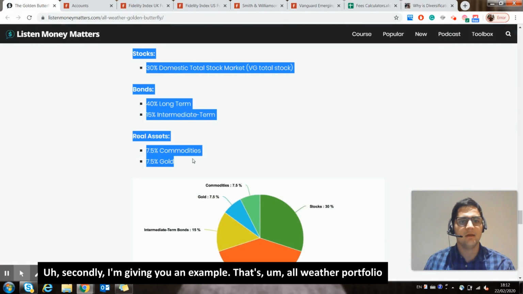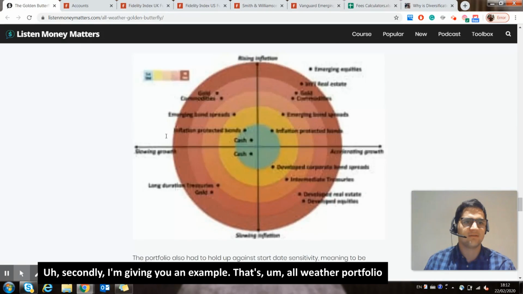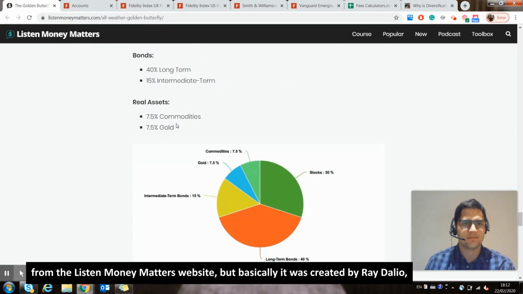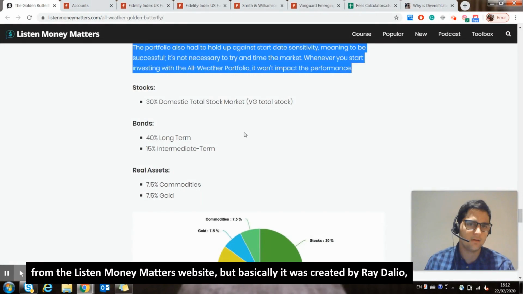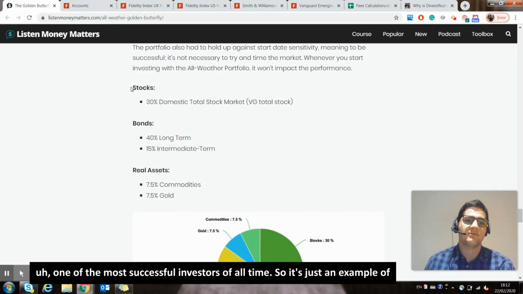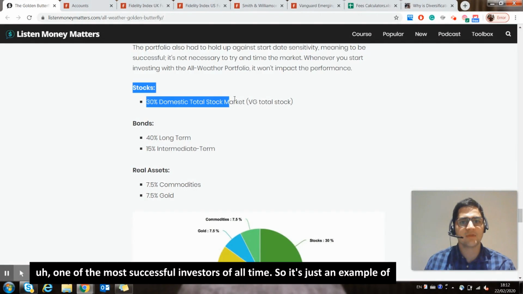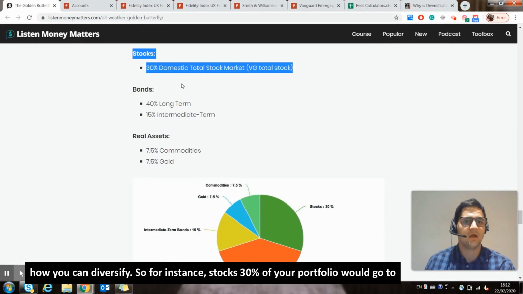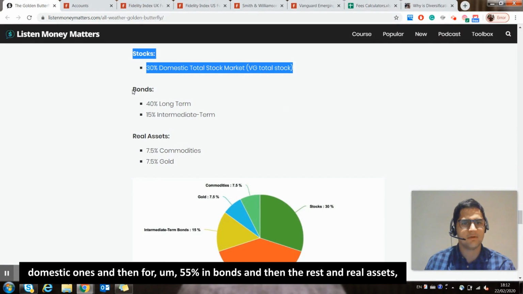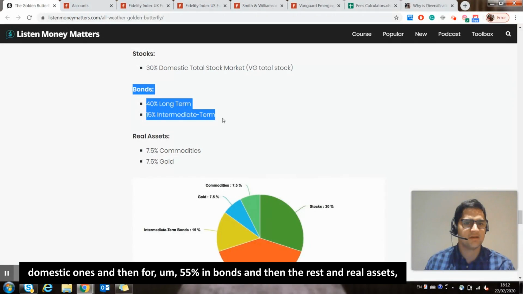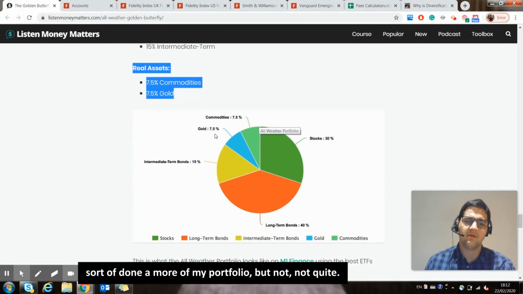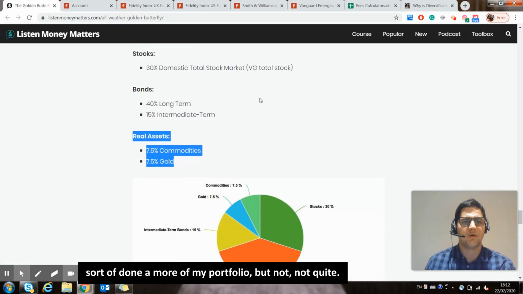And secondly, I'm giving you an example, the All Weather Portfolio from the Listen Money Matters website, but basically it was created by Ray Dalio, one of the most successful investors of all time. So it's just an example of how you can diversify. For instance, 30% of your portfolio would go to domestic stocks, then 55% in bonds, and then the rest in real assets, commodities, and gold. And it's more or less what I've done with my portfolio, but not quite.